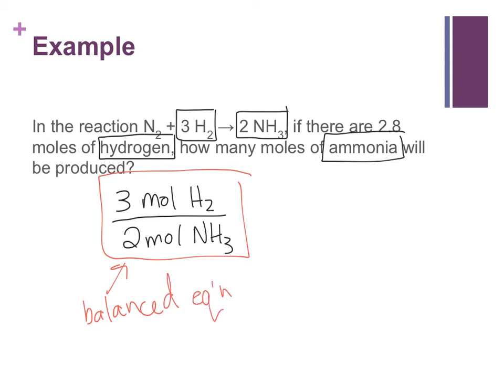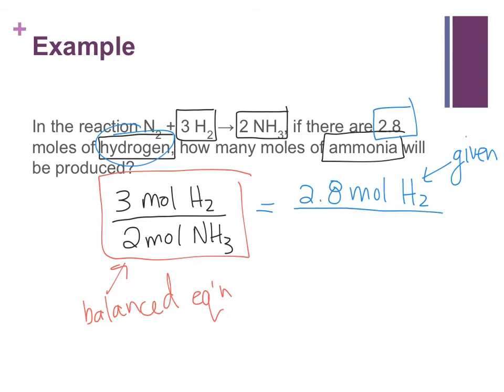Okay. On the other side, we're going to take what we're given in the problem. So we know that we've got 2.8 moles of hydrogen, and we want to find out how many moles of ammonia will be produced. So setting up the second side, if you have moles of hydrogen on the top, you got to make sure that you have moles of hydrogen on the top on this side as well. Okay, so our given value is 2.8 moles. So this is our given value.